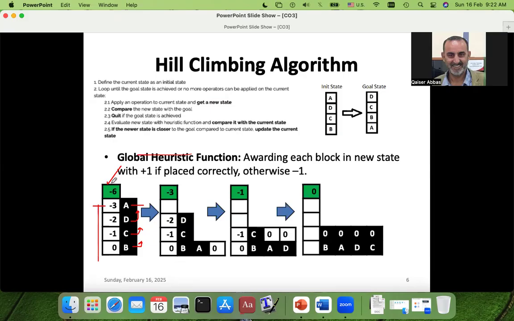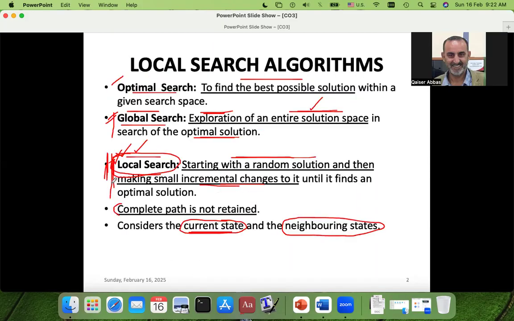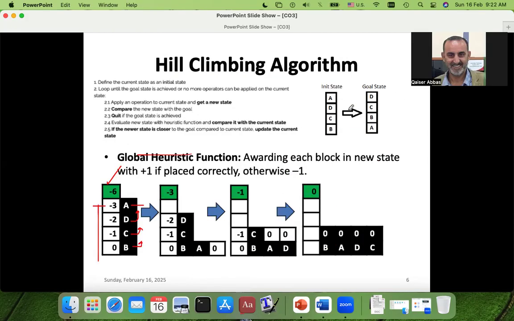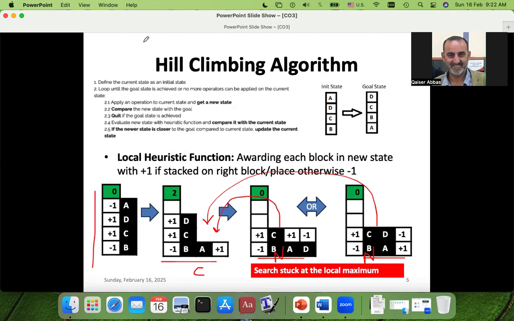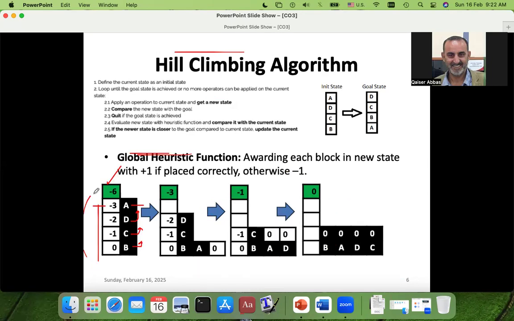Why global? Because we are searching all the possible options. We are not focusing only on the next neighbors. We are exploring the entire solution space, which is the global search. So if we are going to make this hill climbing a global search, then this is the heuristic function. But according to the algorithm, hill climbing lies in the category of local searches. Anyhow, here the heuristic cost for this initial state is -6.